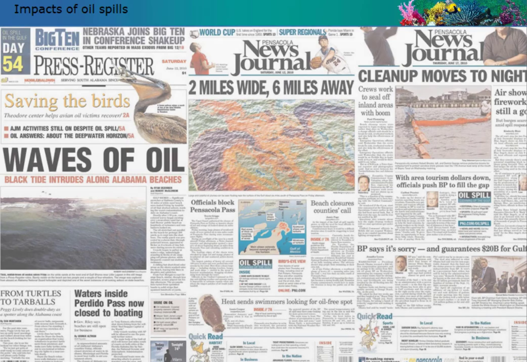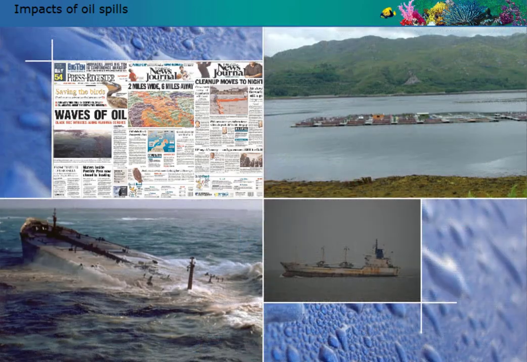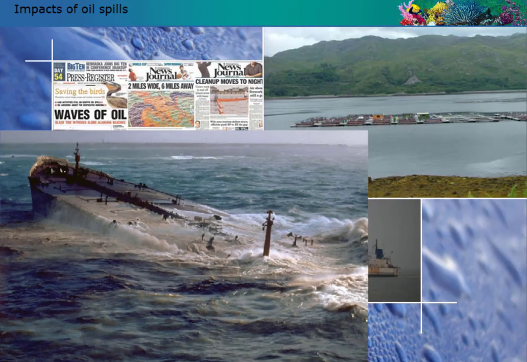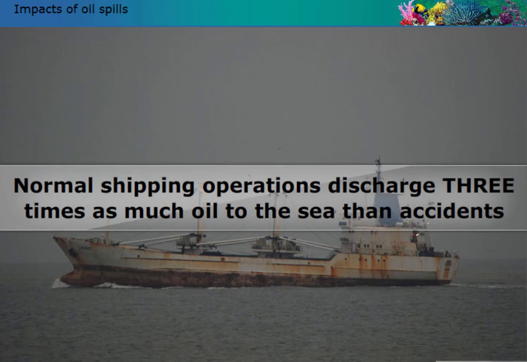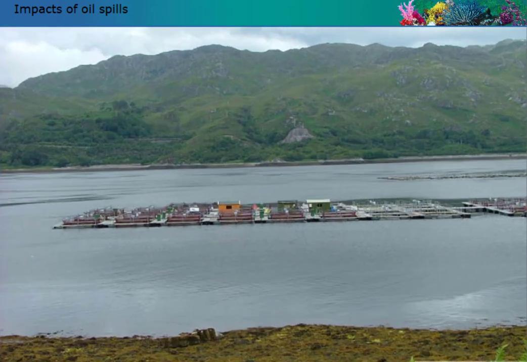Oil in the sea is perceived as a major environmental problem. Shipping accidents with oil tankers get a lot of public attention. But oil also enters the sea during normal shipping operations, when small amounts of oil are discharged day after day. In fact, 3 times as much oil is released into the oceans this way than from accidental spills. Oil can kill marine organisms and disrupt ecosystems. Oil pollution can also cause economic losses, for instance by affecting fisheries.